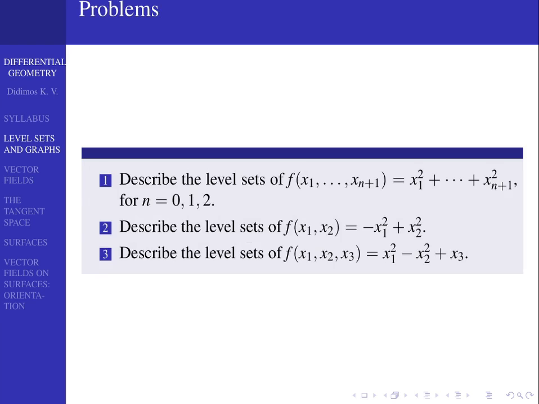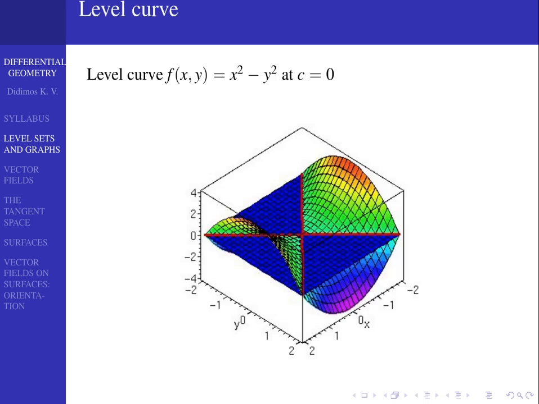Now we have another problem. You can work it out. Describe the level sets of the same function with n equal to 0, 1, 2. Okay. Describe the level set of the function f(x1, x2) equal to minus x1 squared plus x2 squared, etc. So you can find the level sets of these functions with c equal to minus 1. In the first case, we never get any point in the level set, even though n is equal to 0. In the rest of the examples you can find some elements anyway.